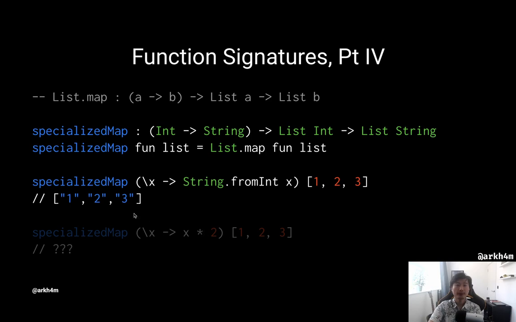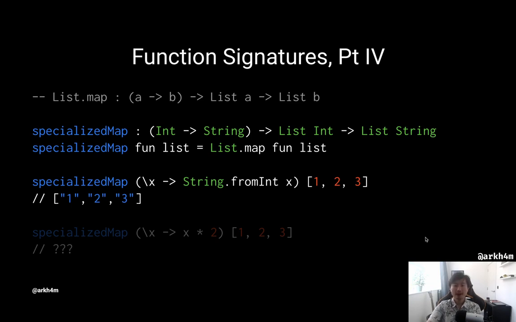For example, now if we look at this specialized map, we can see that we can pass a function which is String.fromInt, which takes an integer and converts it to a string. If you think about the type signature again, it's something that takes an int and goes to a string. So we're basically doing the same thing. We're taking an int, we're converting it to the stringified version of that integer. So you can see that when I call this on the numbers 1, 2, 3, I get the strings 1, 2, 3.